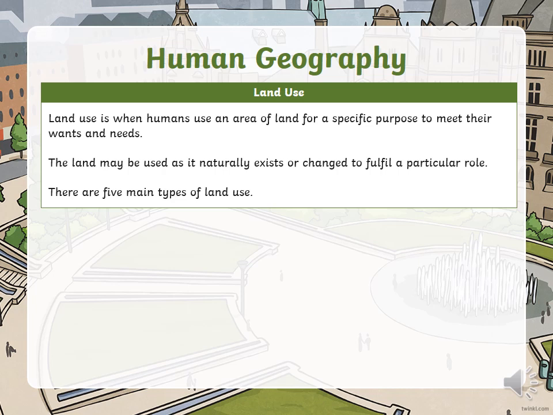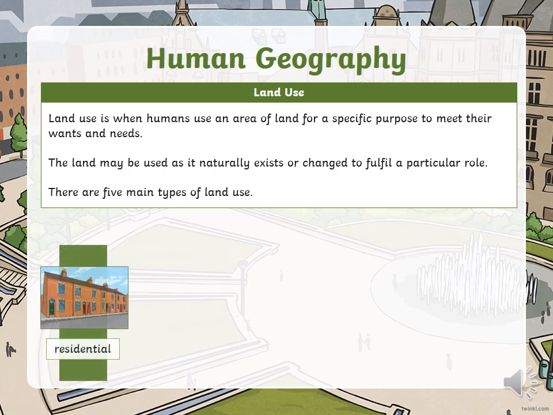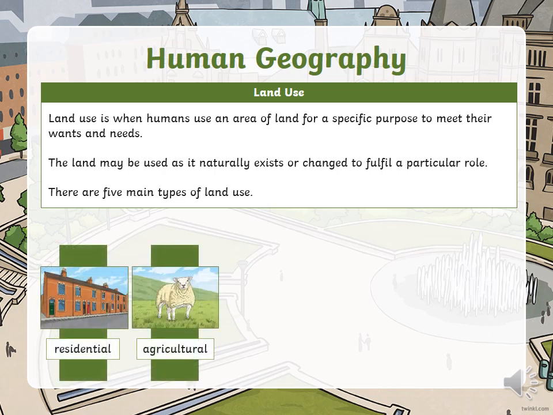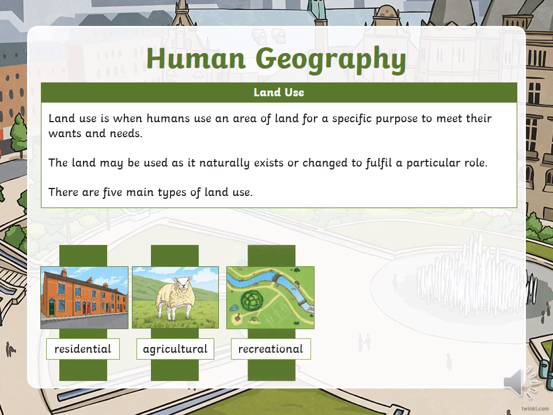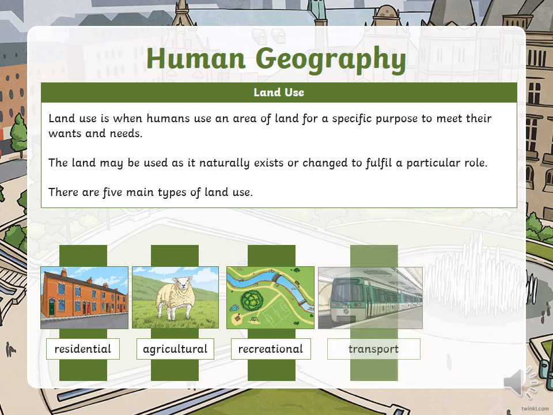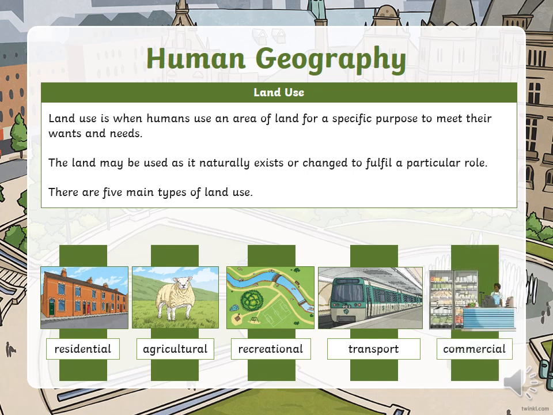So not all land is where people live, is it? There might be some, but there also might be land that's for farming, agricultural, land that is for recreation, so nice places that people like to go to relax or have leisure time. Areas of transport, so I'm thinking of things like ports or airports, all kinds of things that are taken up by the humans getting from one place to another. And commercial areas, so town centres and areas of business and markets and things like that.